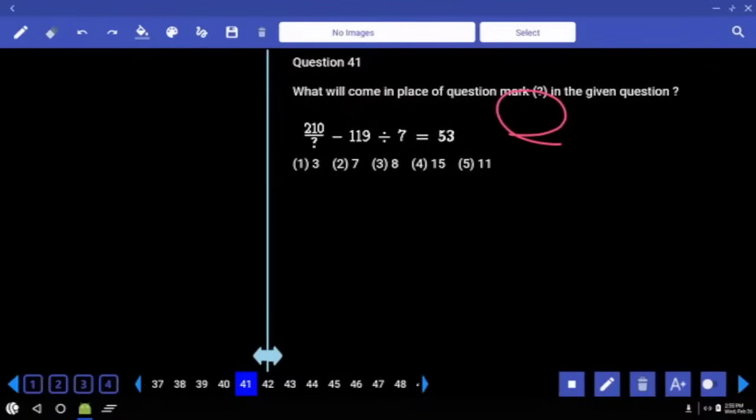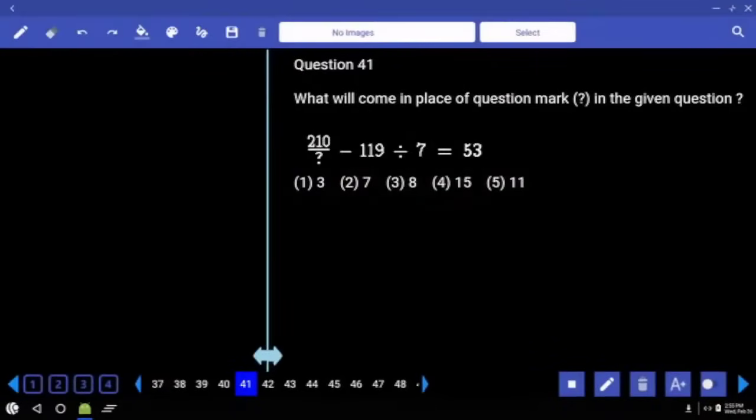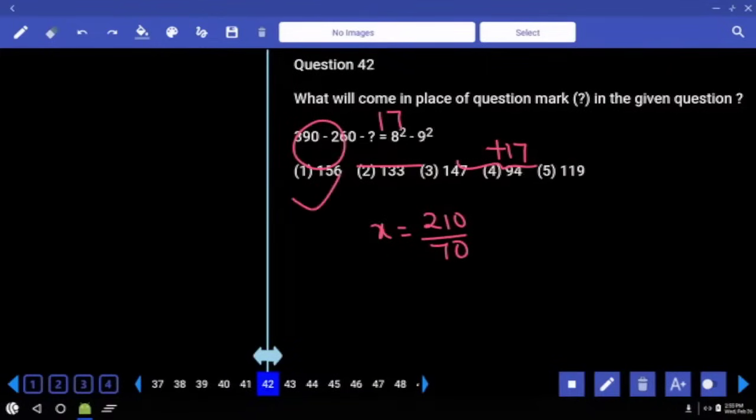Right. What is this value? 17. Minus 17 goes to the other side, becomes plus 17. Right hand side number 210 by x is equal to 70, then x is equal to 210 by 70. Answer option 1.